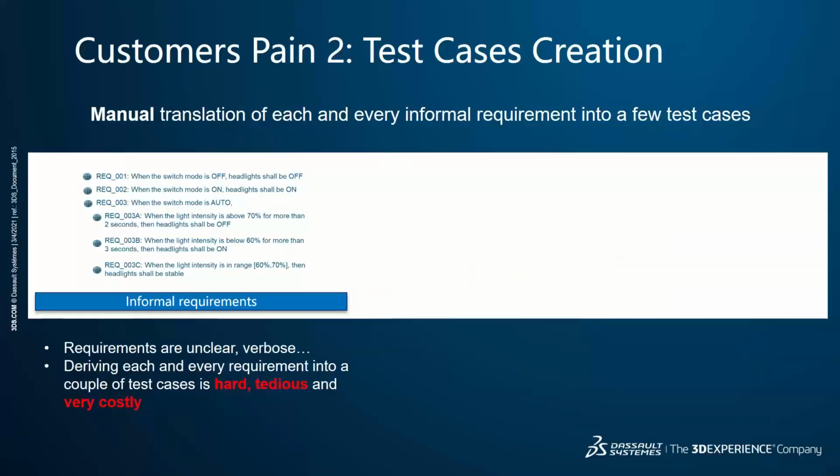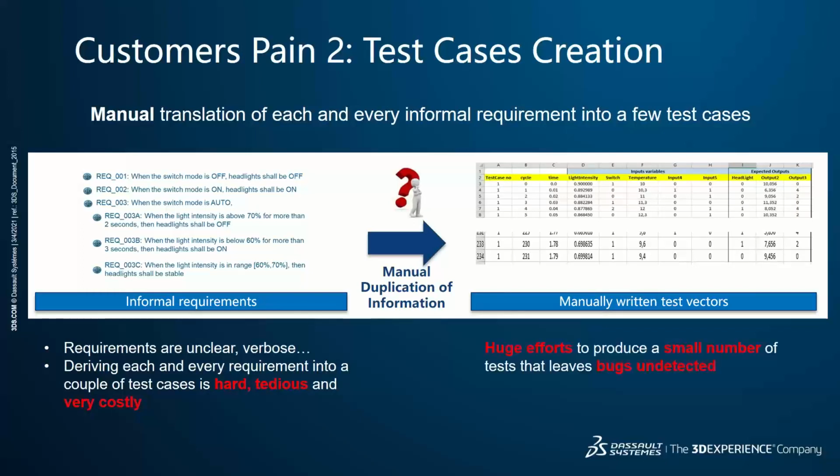A second pain is if requirements are written in natural language, then you can't generate anything. It means that each and every functional test case must be created manually. And that's a very big challenge. It's actually duplication of information. And you never know if at the end, the test case, which is supposed to be used for the validation of the system, is actually a fair reflection of the requirement. It could be something else, actually.